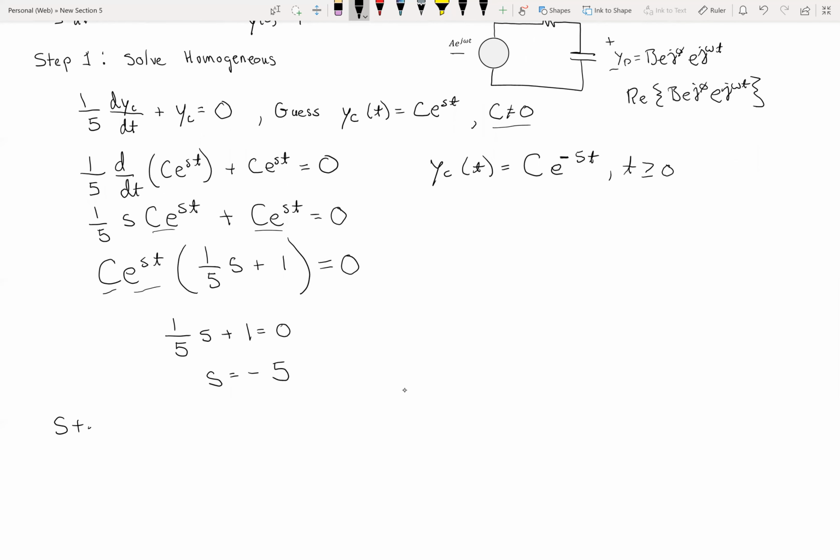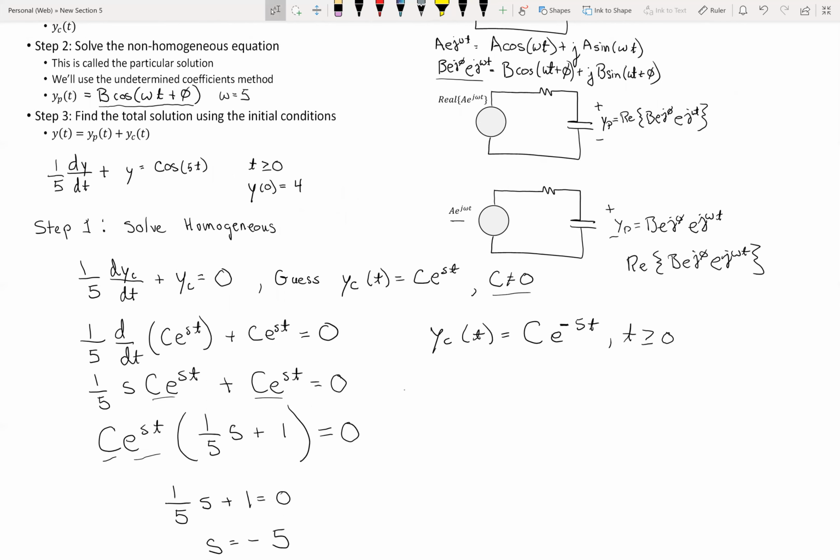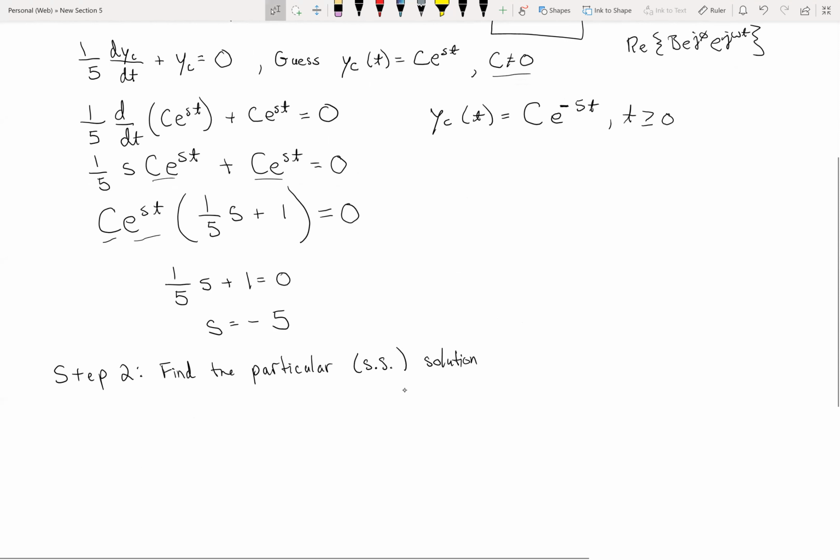So step 2, we find the particular or steady state solution. The steady state solution tells me what happens once the transient is over with, okay? And we talked about the fact that we would have a b cosine omega t plus phi for that before, right? So y p, we know, is going to be b cosine omega t plus phi, which in this case is b cosine 5t plus phi.